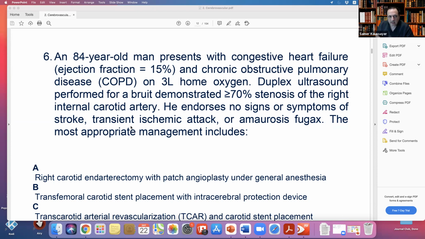The guideline says that because this guy's life expectancy is less than 5 years, he will not live 5 years. Because life expectancy is less than 5 years, I don't think he benefits from anything, even surgery or stenting. So this one, I will put him on best medical treatment. Well, let's see what the options say.